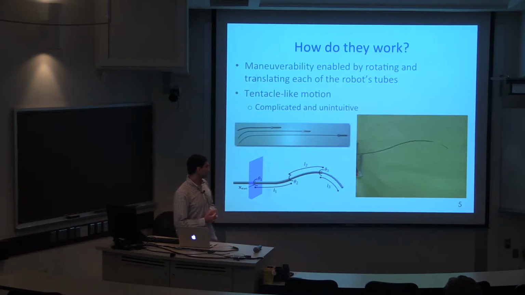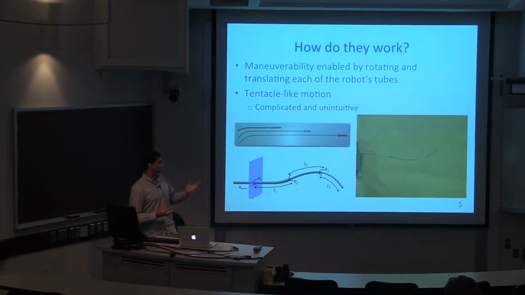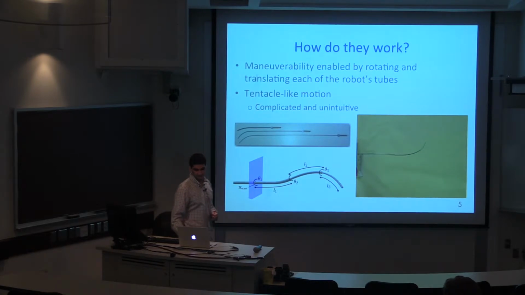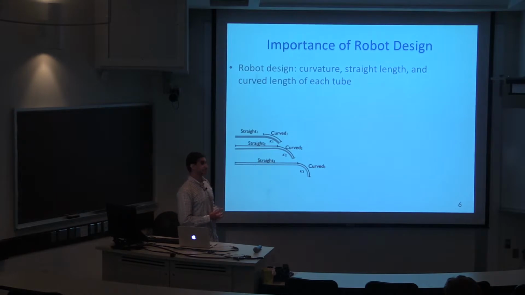And this example also highlights the fact that the physical specifications of the tubes that are seen here have a severe impact on the shapes that the robot can assume, and hence the regions that the robot can reach in a surgical procedure. So this highlights the importance of robot design. A robot design is just a set of parameters that denote the curvature, straight length, and curve length of each of the robot's tubes. Here you can see a straight length, curve length, and the curvature. We have 3 parameters for each tube for a total of 9 parameters for a 3-tube robot.